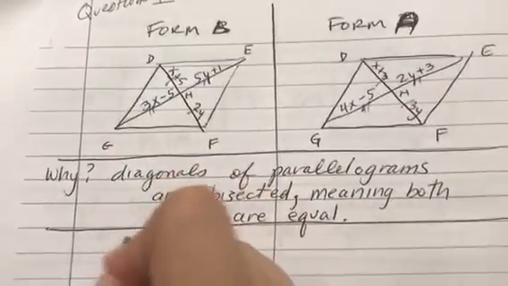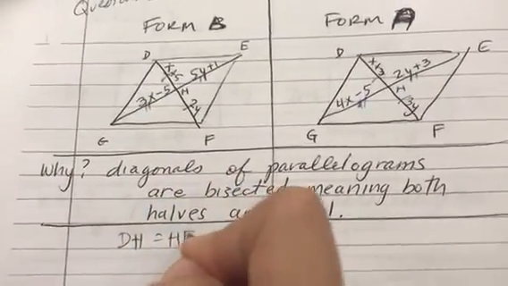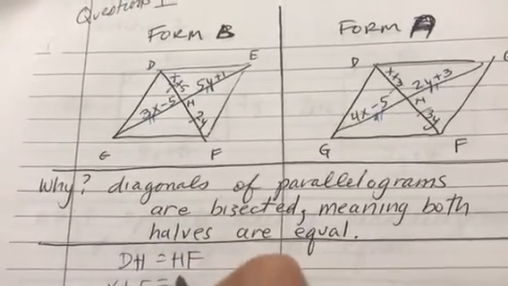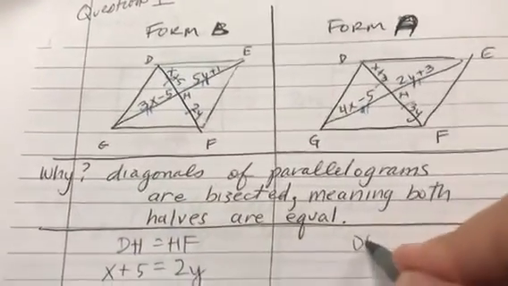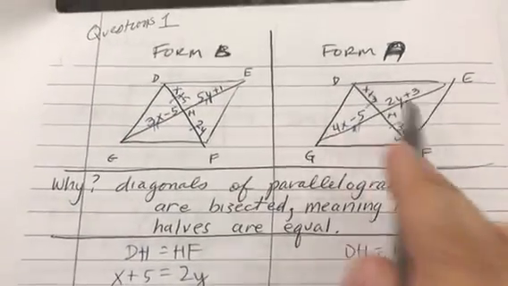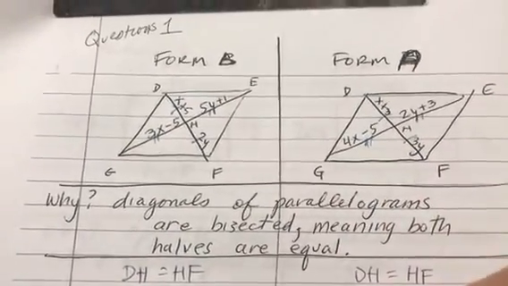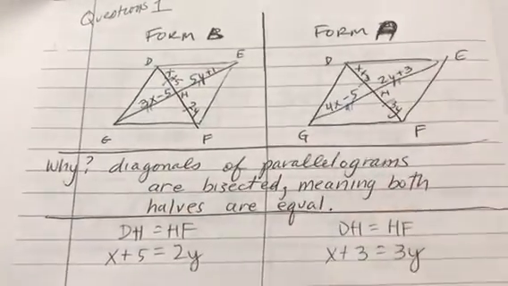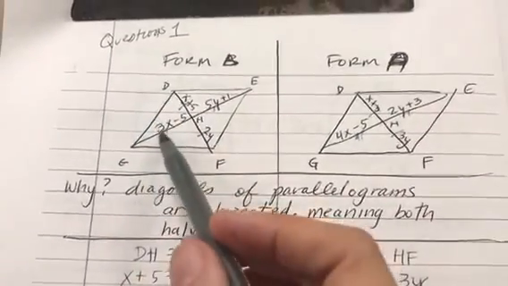So now that I know how to set it up, DH is equal to HF, I'm just going to set that up. x plus 5 is equal to 2y, and we know it would be the same on the other version of the test and probably for version C and D, so that's why we want to be ready for it. So you might want to pause the video and copy this stuff down. Now I'm going to keep going.